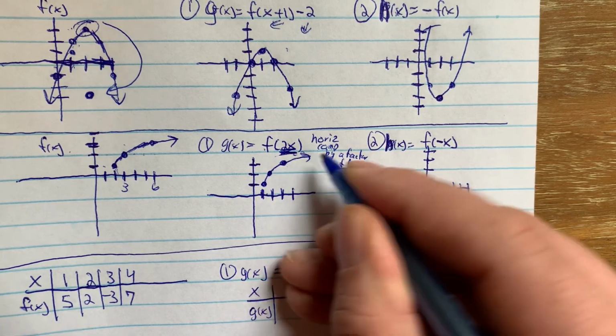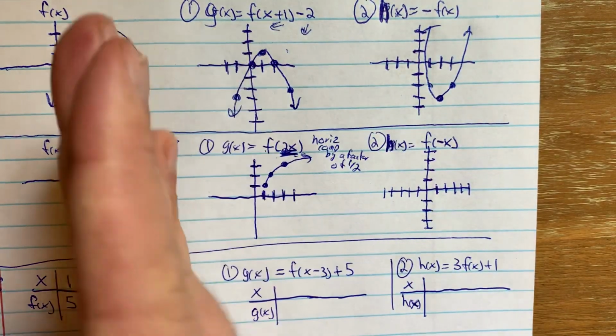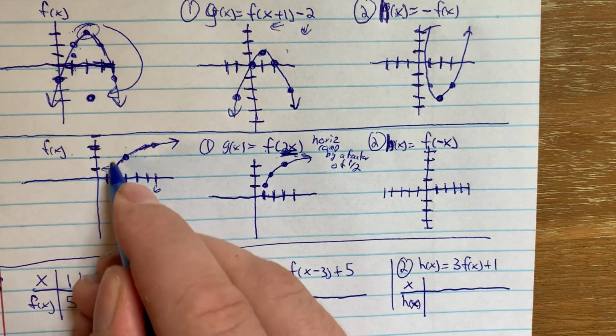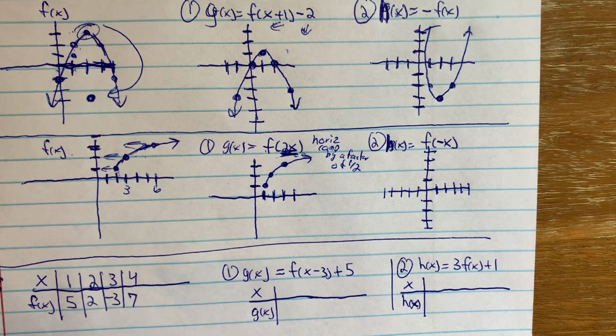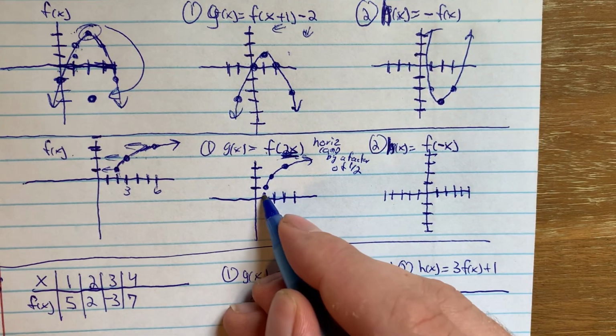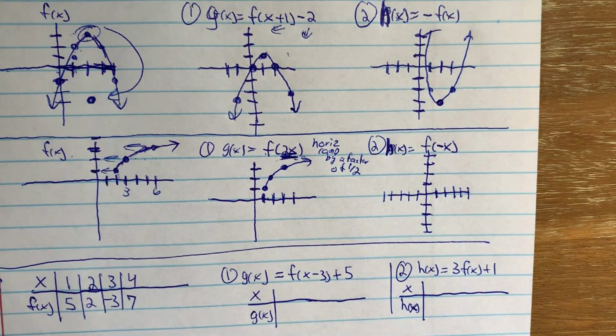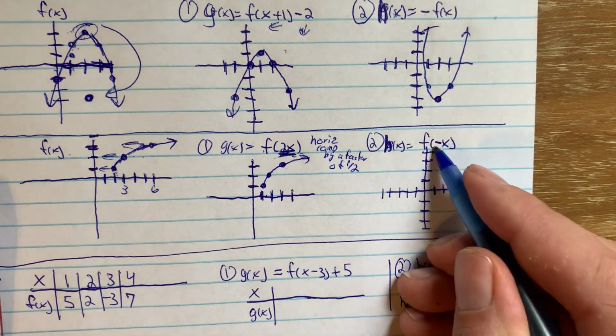And so we end up, this was horizontally compressed. It's like we took this and pushed it in towards the y-axis. Every x value was half as far over as it normally would be. So we just left the y values alone, and we pushed in the x values half as far as they normally would be. How about this one?